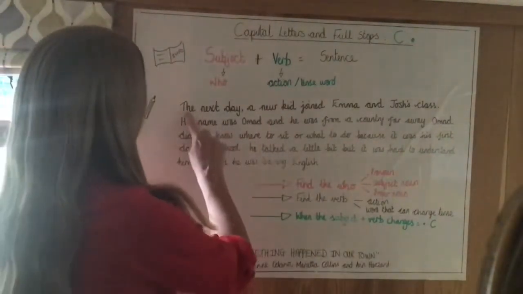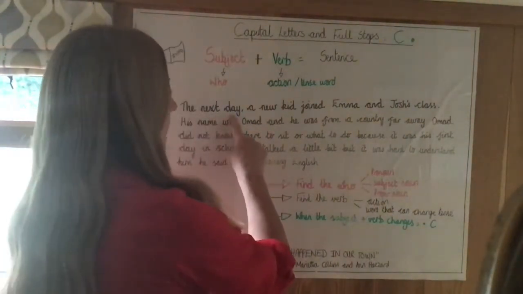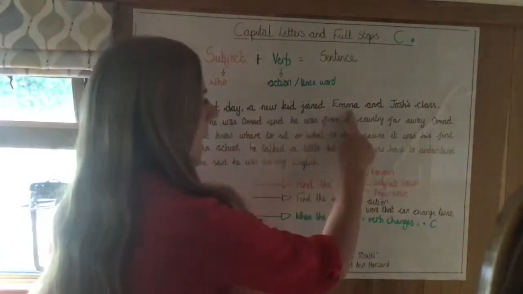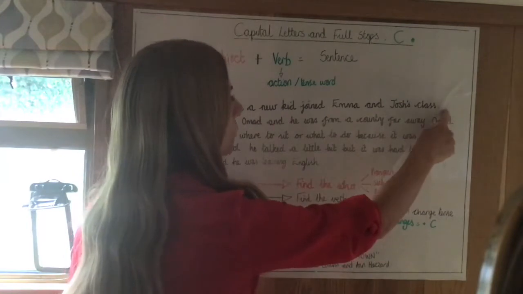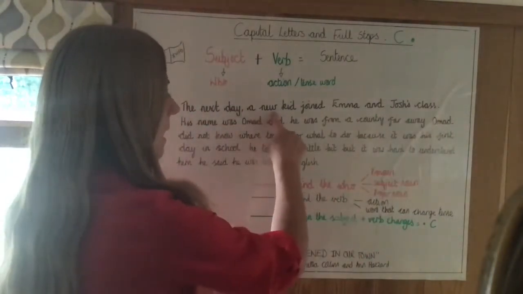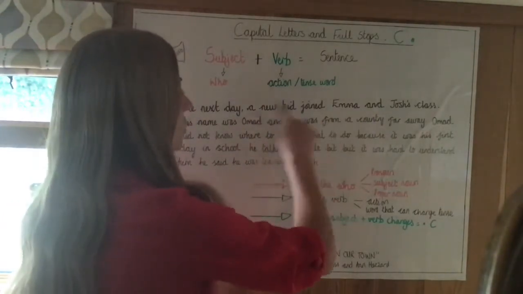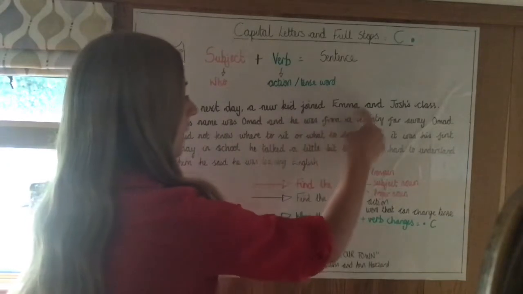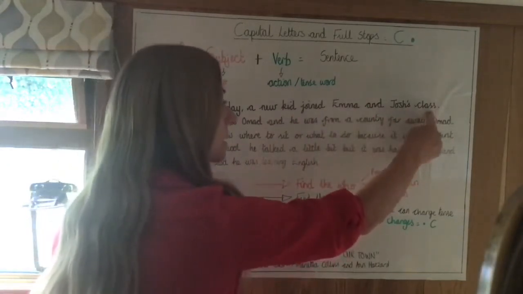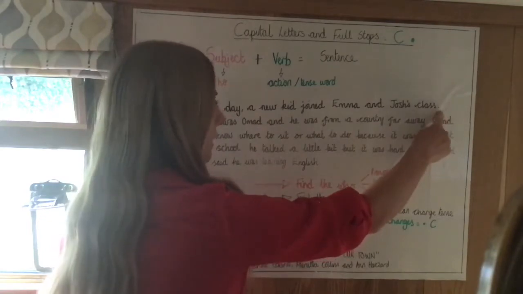So, capital letter at the beginning because we're starting our sentence. The next day, a new kid joined Emma and Josh's class. Full stop. So here, the who is a new kid and the verb is joined. And when you stop talking about the new kid joining Emma and Josh's class, then your sentence ends, and that's why the full stop is here.